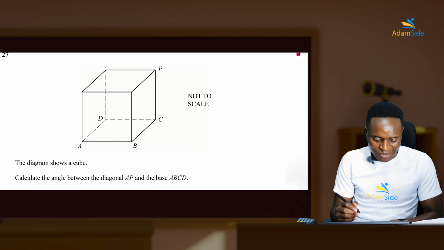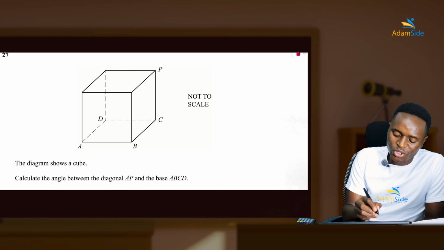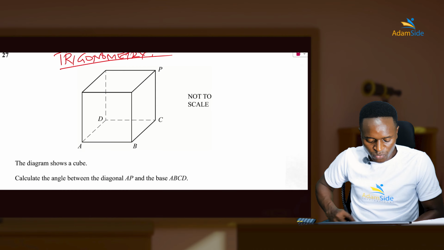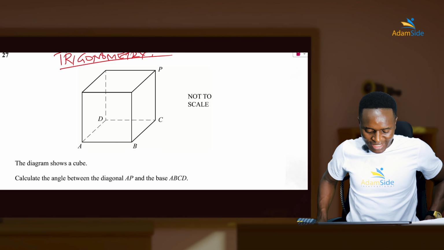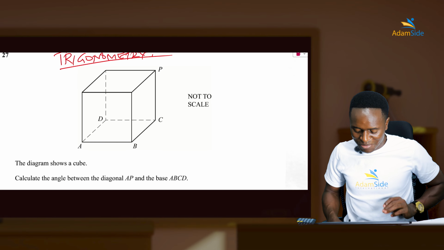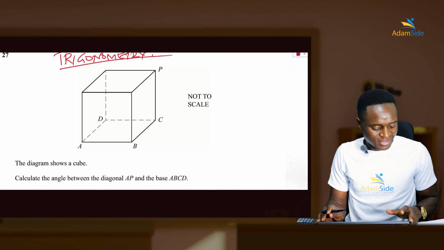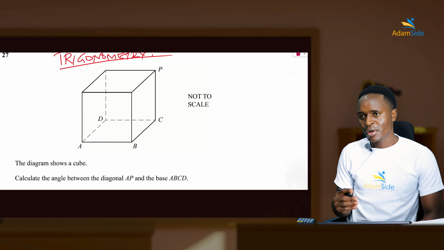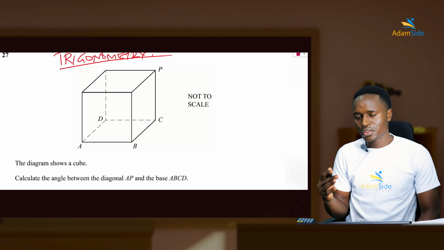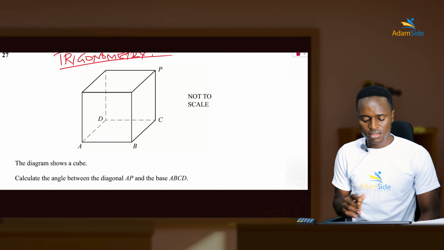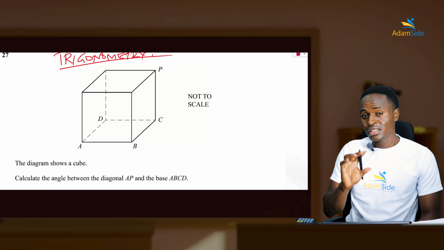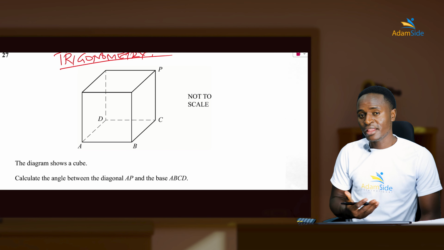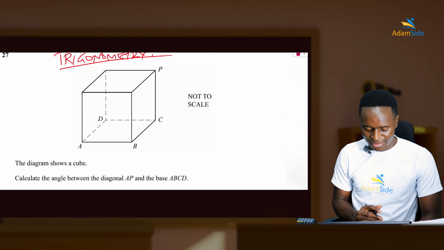Question number 27. This topic is called trigonometry. The diagram shows a cube. Calculate the angle between the diagonal AP and the base ABCD. Now, this is also where they're playing with our brain. This is trigonometry. We're talking about a line making an angle with the base. And here is where you need to apply the knowledge of a line of projection.